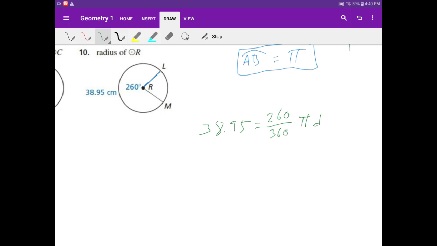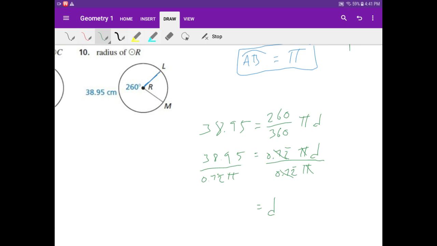I'm going to change this to a decimal, since this is decimals also. 38.95 equals 0.72 repeating pi d. I'm going to divide both sides by 0.72 repeating pi. So these cancel out, well, they reduce, and you're just left with d over here.